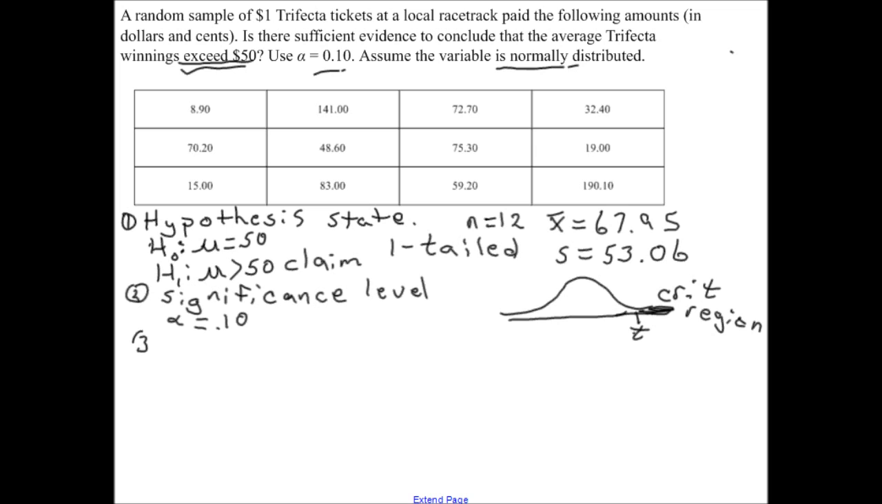Our third step is to find our critical values. In this case, that's just critical value because it's a one-tailed test. And it's a t, so we need our degrees of freedom. And degrees of freedom, if you'll recall, is n minus 1. So in our case, that is 11, 12 minus 1. So just like before, we have to go to our table.